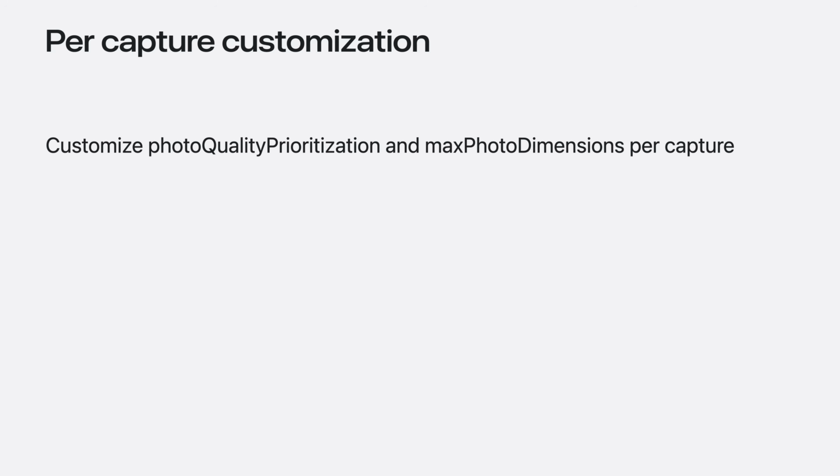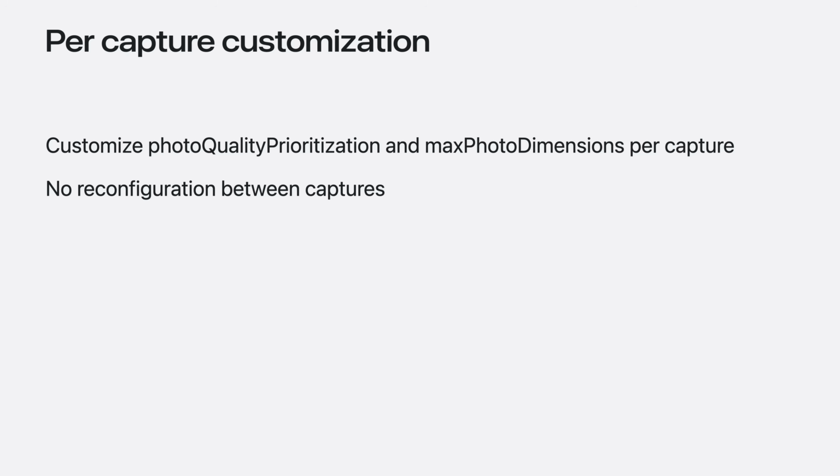The actual dimensions come back to your delegate inside AVCaptureResolvedSettings, which also notifies the delegate when the capture is complete. You can customize quality prioritization and max photo dimensions on each capture. That means you can support multiple quality levels and dimensions in the same session. No lengthy reconfiguration between captures.